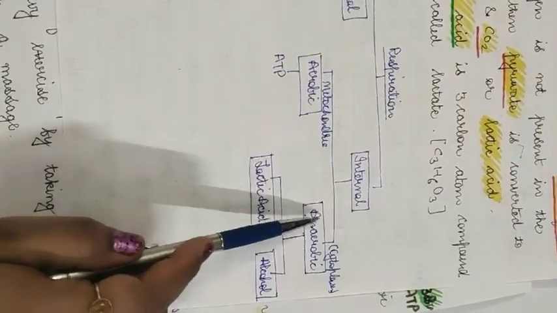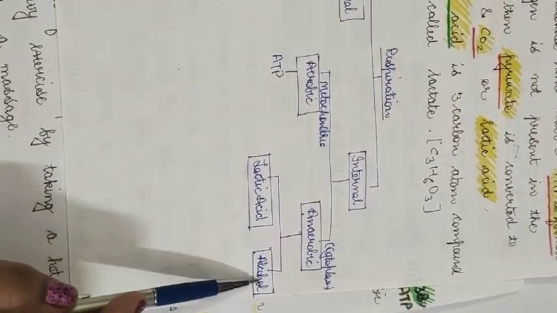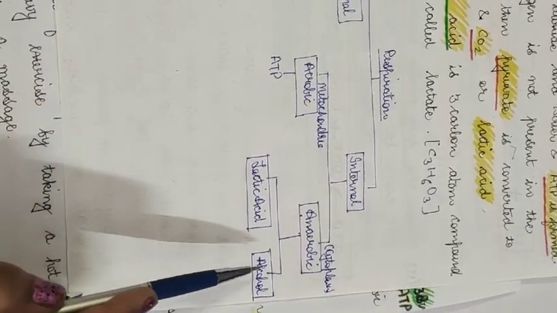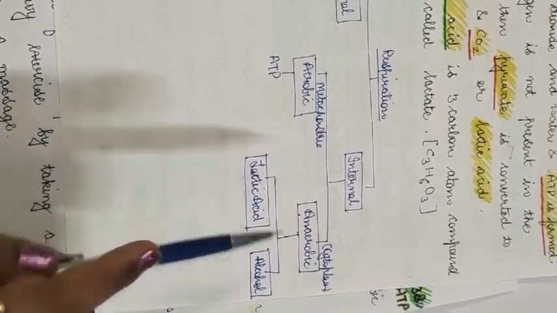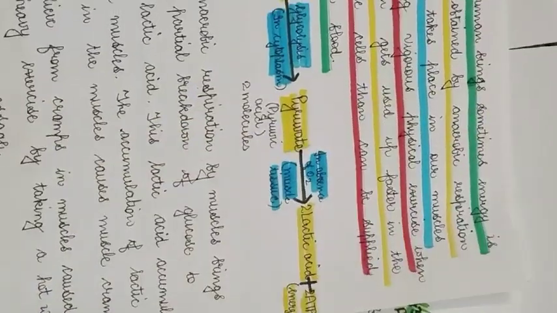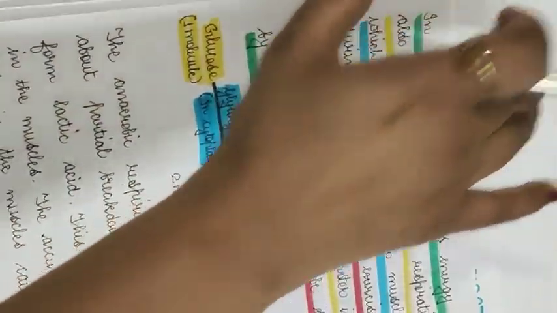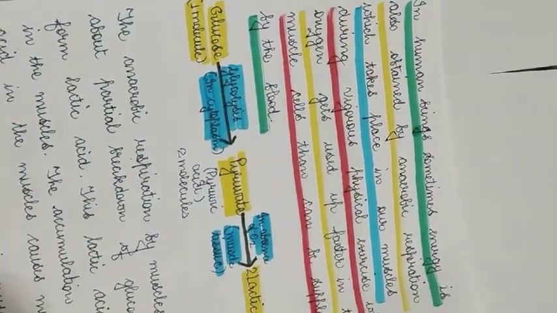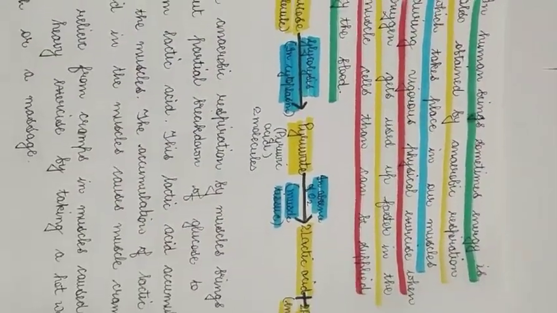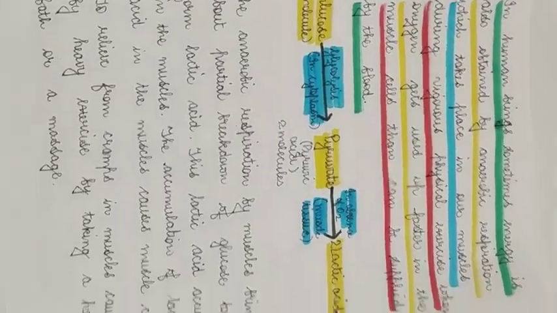In the case of anaerobic respiration, there will again be 2 types: alcoholic and lactic acid. We have studied alcohol and now we'll be doing lactic acid. In human beings, like I've said, lactic acid will be formed in animals, and alcohol will form in the case of plants.